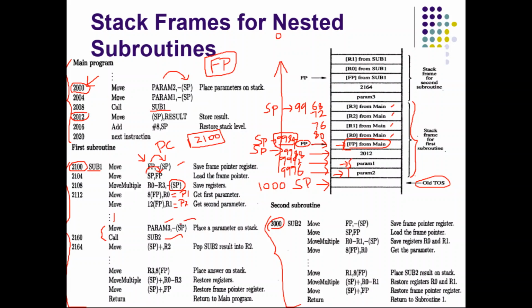So parameters can be passed only through the stack. Where is the stack currently? 9968. So the stack pointer will be decremented by 4 and this parameter 3 will be placed at 9964, and now SP will point to this location 9964. Whenever you push or pop, the stack will change, otherwise the stack won't change. So it is something like a push: move parameter 3 comma minus SP, which means first SP is decremented and then the value is pushed.